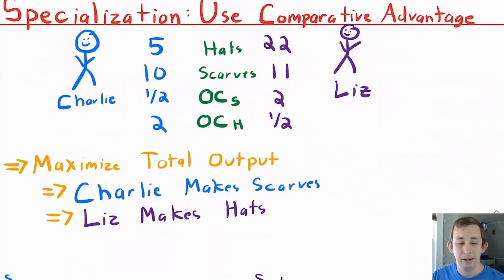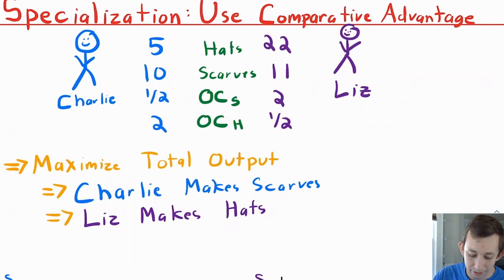Now, when we're talking about trade, it's going to be really useful if Liz and Charlie can each specialize in one good so that they're not each trying to make a combination. So maybe Charlie is going to make all scarves and Liz makes all hats, and then they can just trade with each other in order to get to a point where both of them have more scarves and hats than they could if they just were working independently. And that's going to be based on comparative advantage. We're trying to maximize total output.